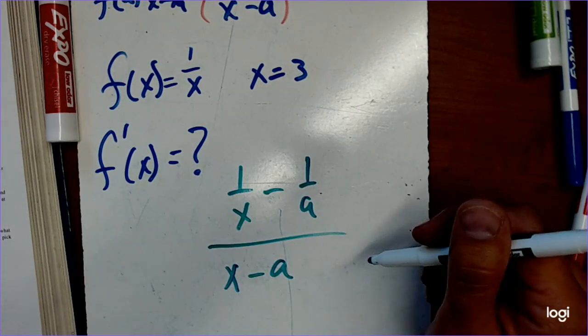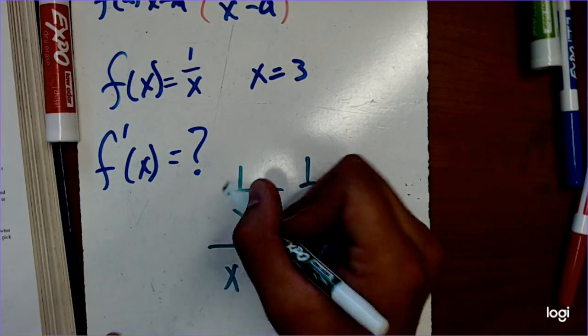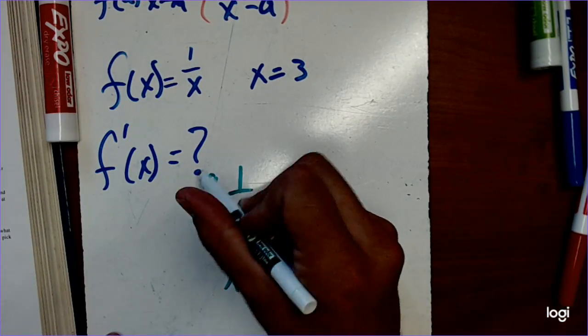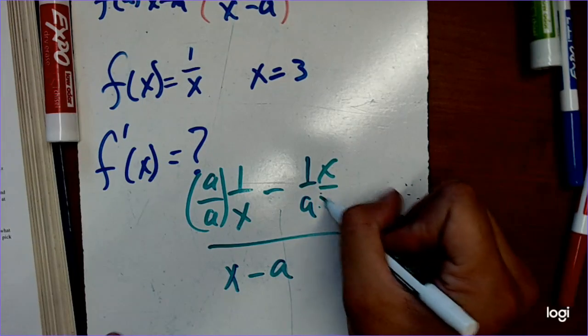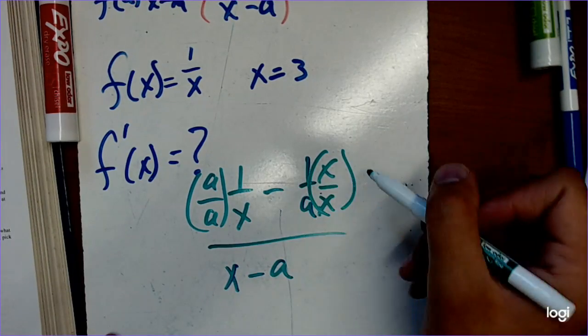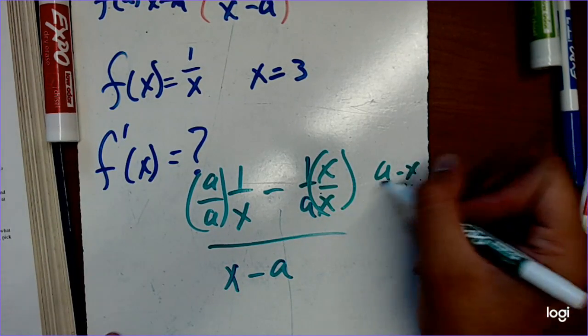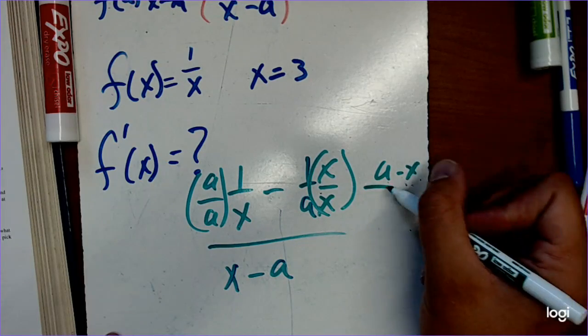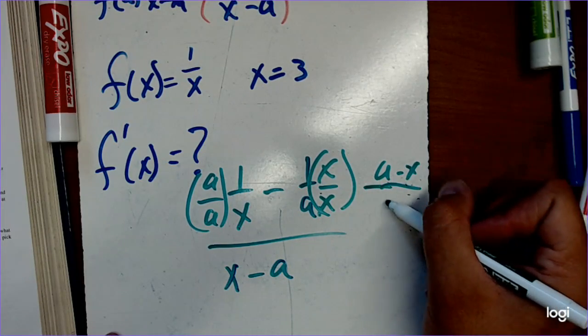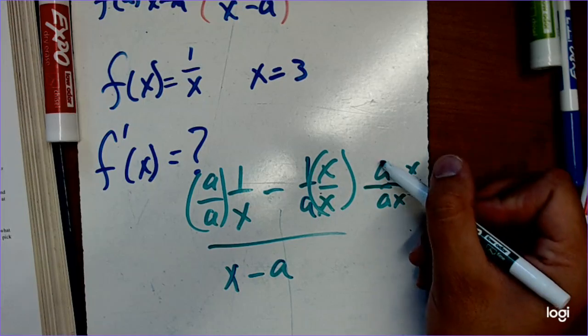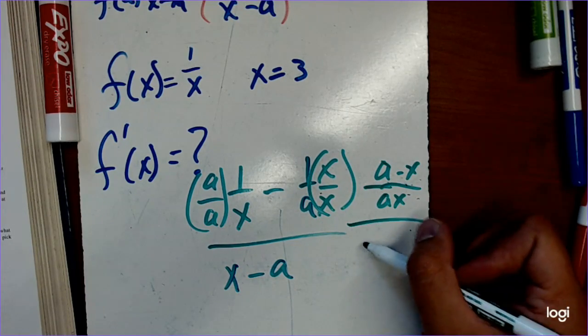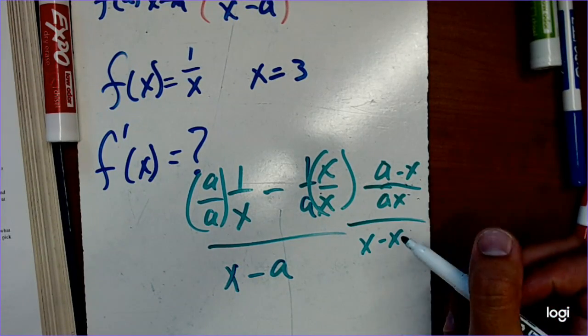Let's do 1 over x minus 1 over a, common denominator. So we'll have a, that'll be x and x. So this rewrites as a minus x over a times x, right? And that's all over x minus a.